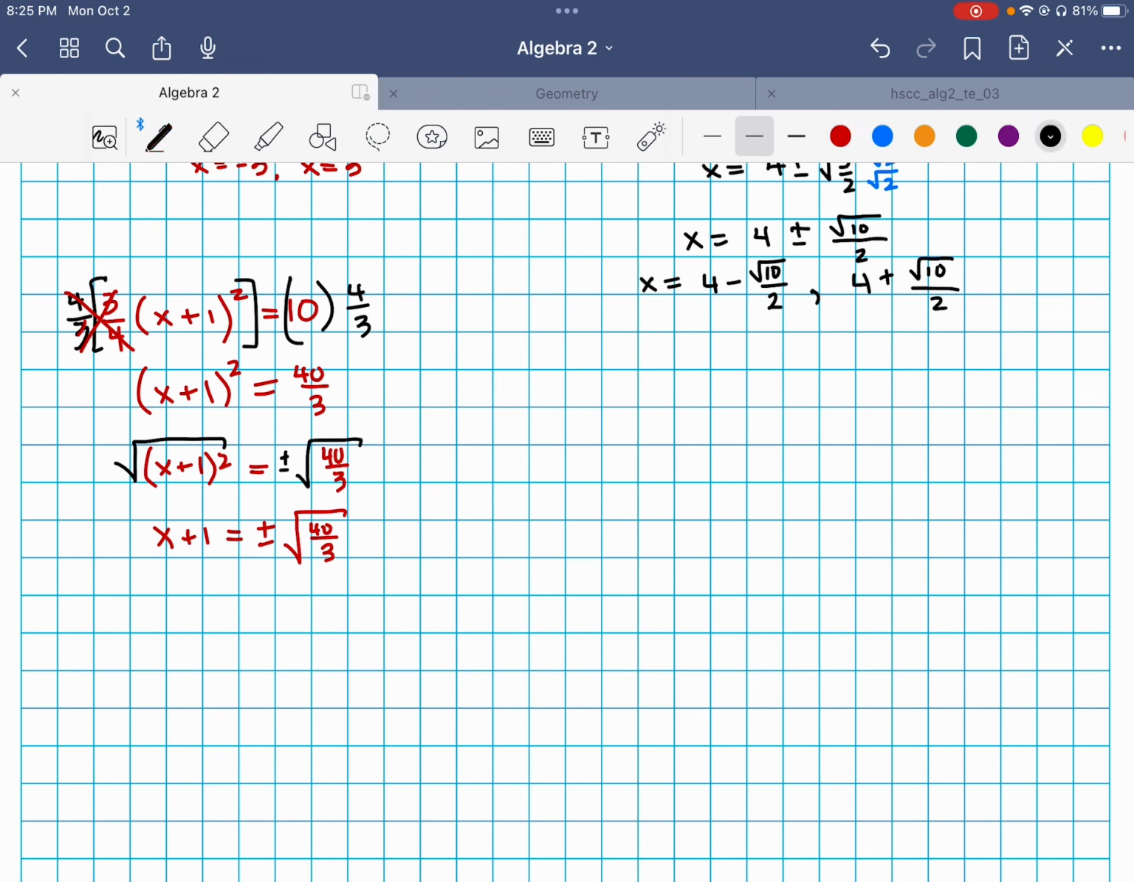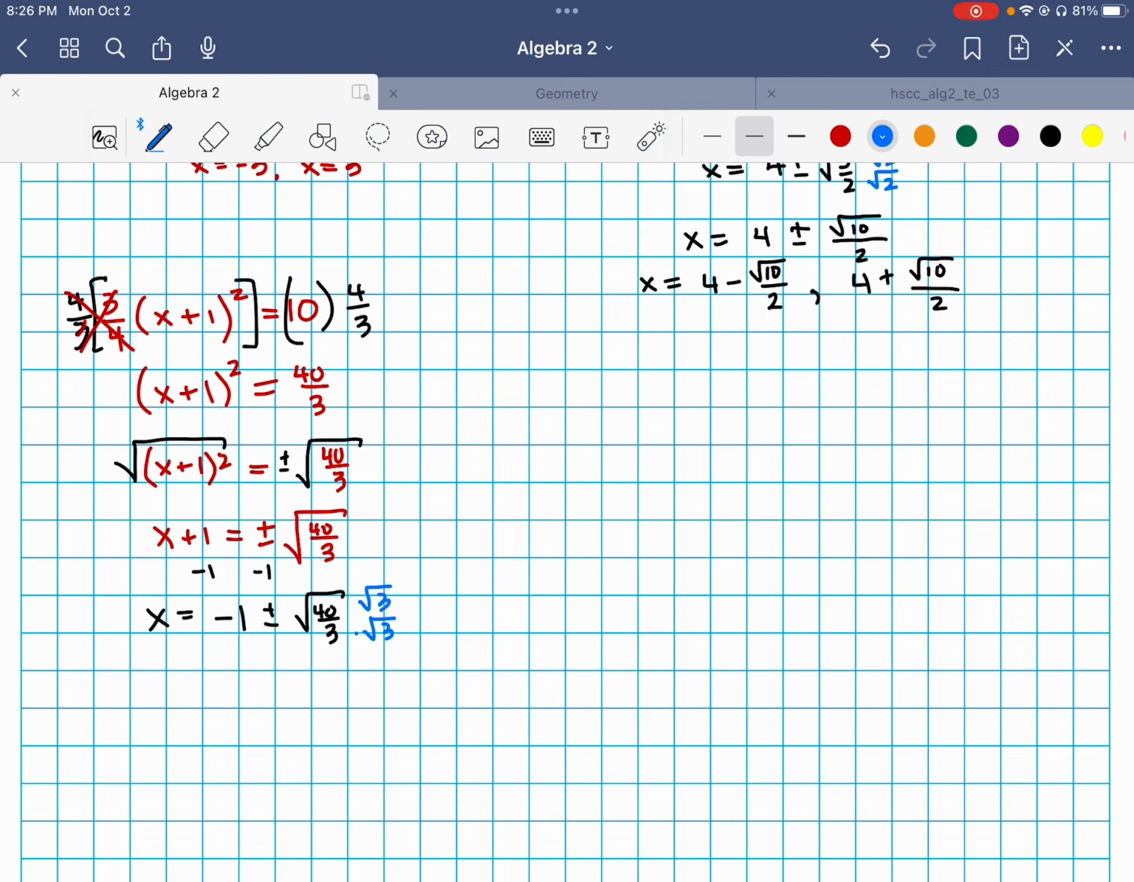I'm going to subtract 1 from both sides of the problem, and our answer is going to be x equals negative 1 plus or minus the square root of 40 over 3. Now, I'm going to simplify the radical that we have here, and there's two things that need to be simplified. Number one, we need to rationalize it. That means we're going to multiply the bottom by the square root of 3, and we're going to multiply the top by the square root of 3.